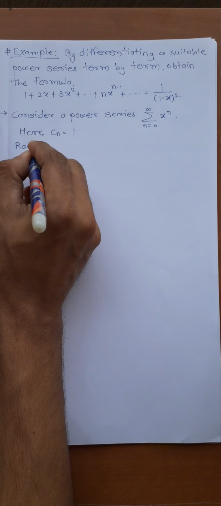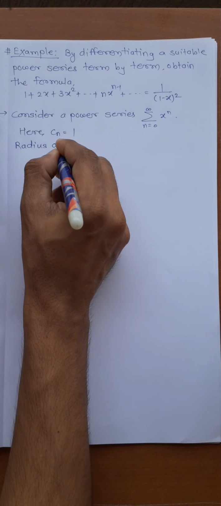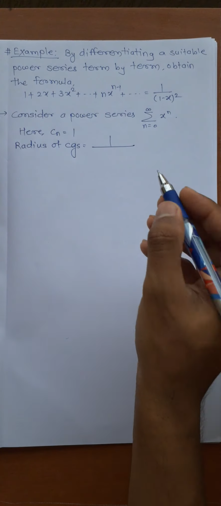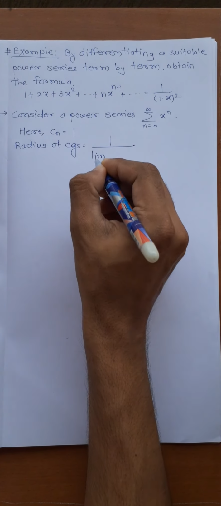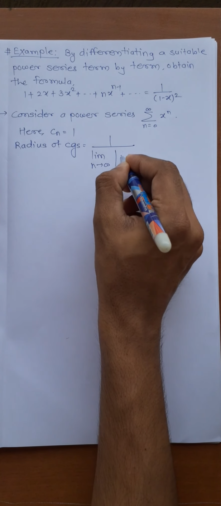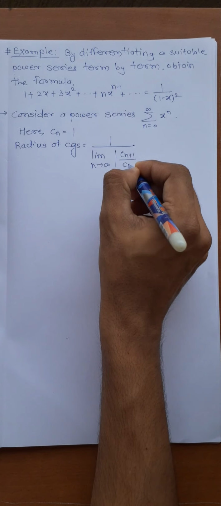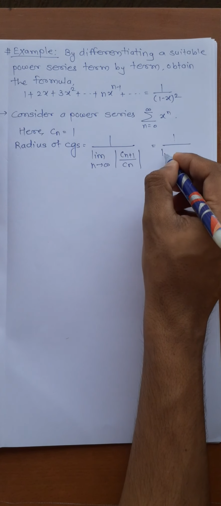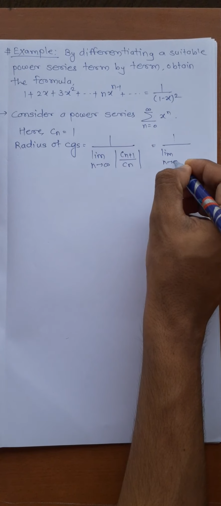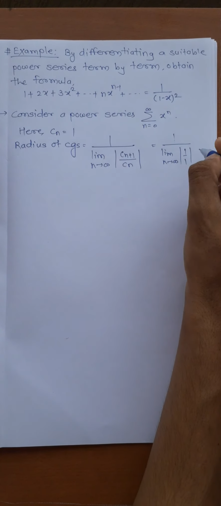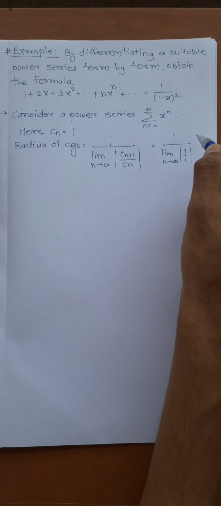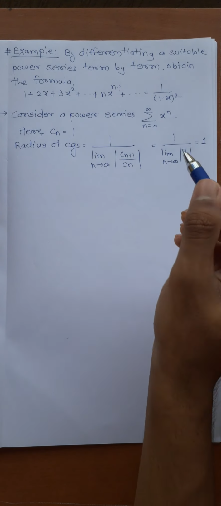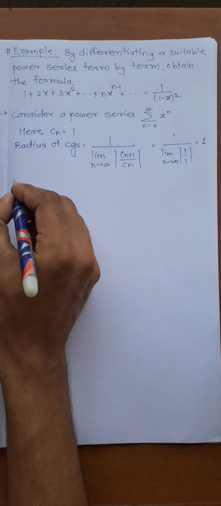Therefore, the radius of convergence is equal to, do you know the formula? The formula of radius of convergence is 1 upon limit n tends to infinity mod Cn plus 1 upon Cn. In this case Cn is 1, so Cn plus 1 is also 1, so limit n tends to infinity 1 upon 1. If you have a constant and apply the limit, you will have 1. That's why the radius of convergence is 1. Therefore I can say this series is absolutely convergent.